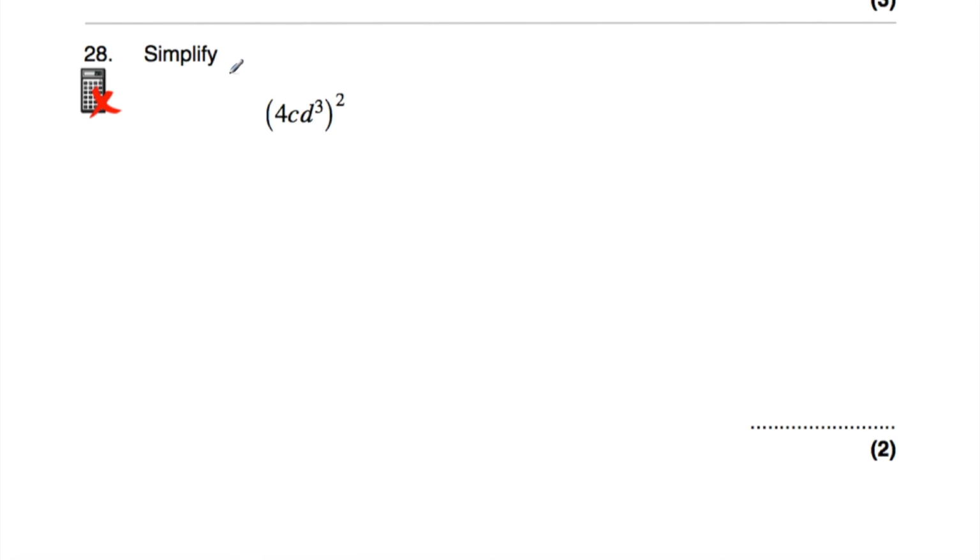Question number 28 says simplify, and we've got in brackets 4cd cubed, and then close brackets squared. To work this out, we need to multiply what's in the brackets by itself, because we've been asked to square this. So let's multiply what's in the brackets by itself. That'll be 4cd cubed multiplied by 4cd cubed.